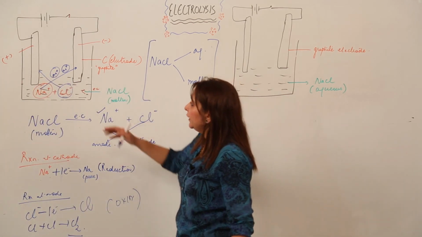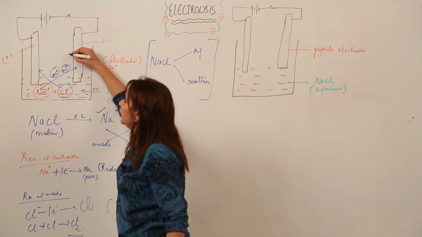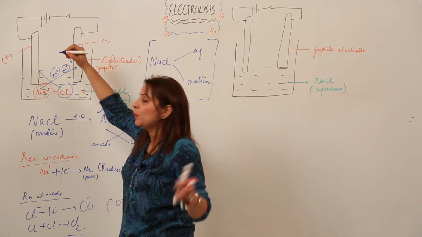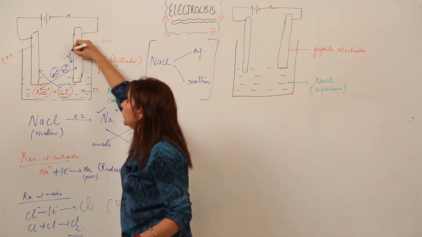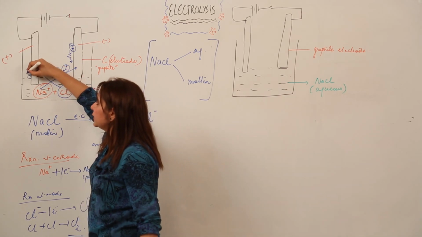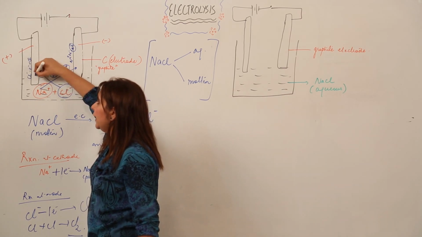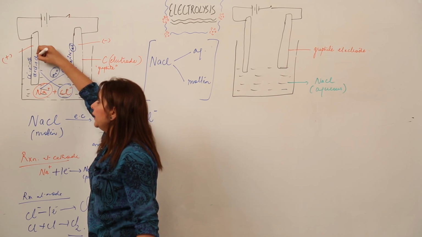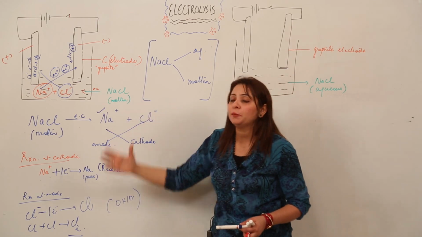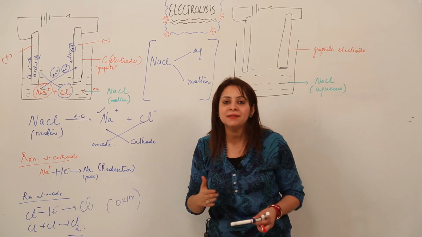Now what happens when they reach here? Na positive has lost one electron, so it will gain one electron and form Na. And what will Cl do? Cl negative will lose its one electron and form Cl, and Cl will combine with Cl to form Cl2. So this is how the electrolysis takes place in the case of molten NaCl.